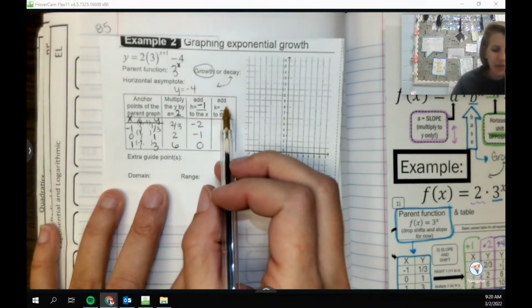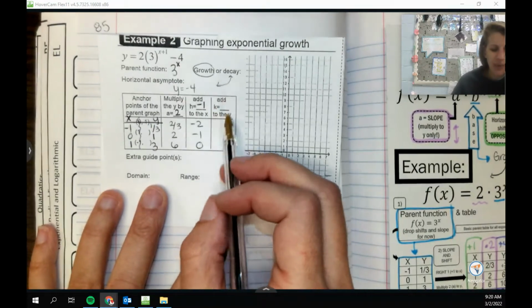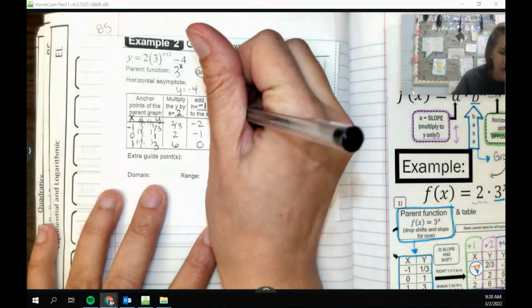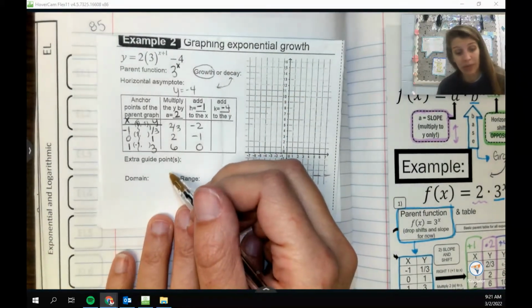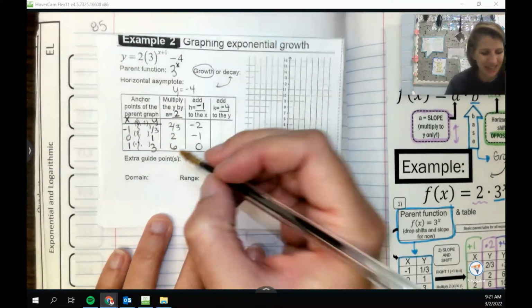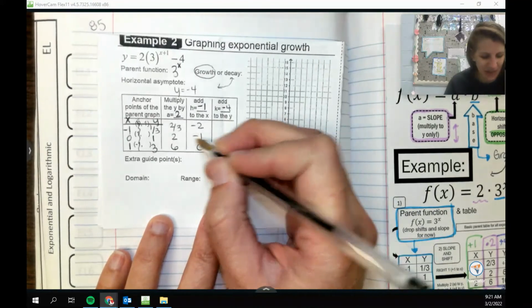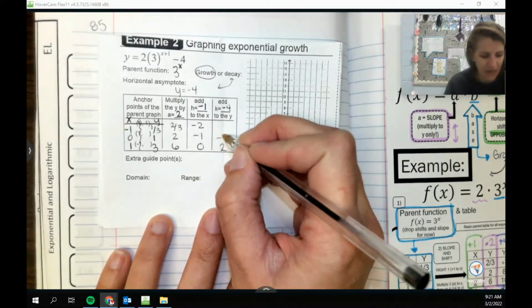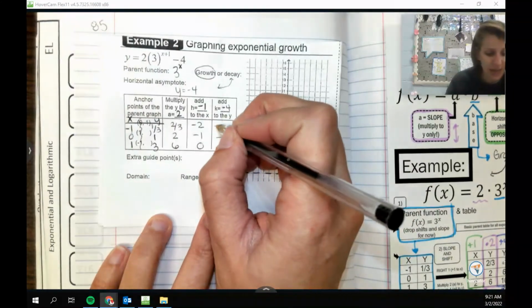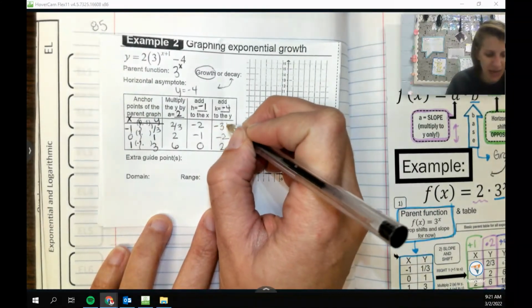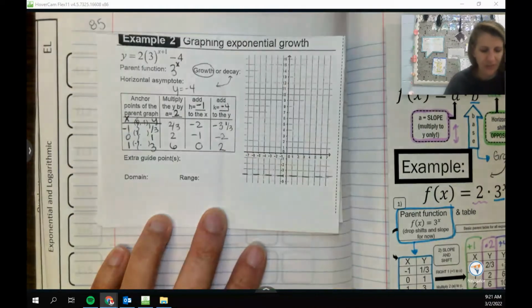And then finally, we want to translate up or down, and we're going down 4. And when I go down 4, I need to go from my slope numbers. So I'm going to start with the easy one. So 6 minus 4 is 2. 2 minus 4 is -2. And 2/3 minus 4 is -3 and 1/3.